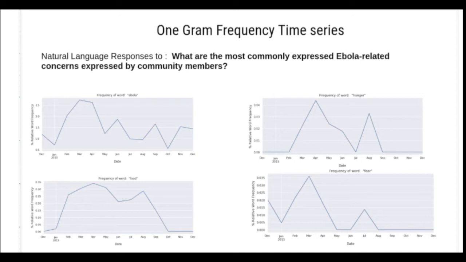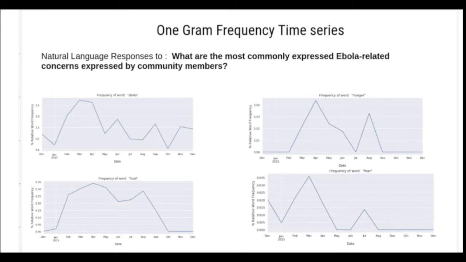So the 4 graphs shown here just represent the frequency time series of 4 different words. The frequency values are relative percents, meaning that the y-axis is calculated by taking the number of times that the selected word was used over the total number of words used during a given time period. And here the words are binned at the month level, and the time series lasts a full year, running from December 2014 through December 2015.